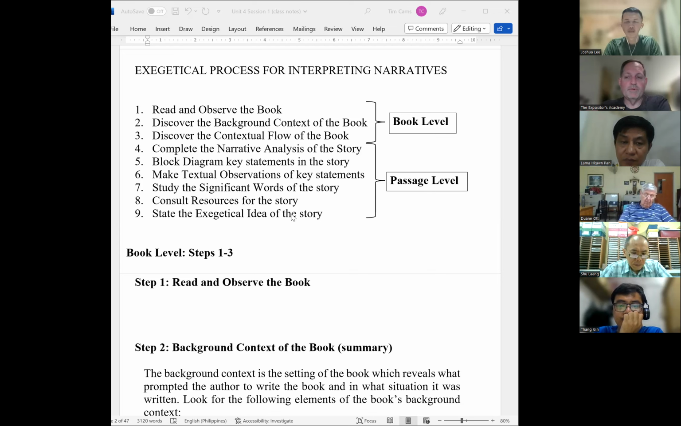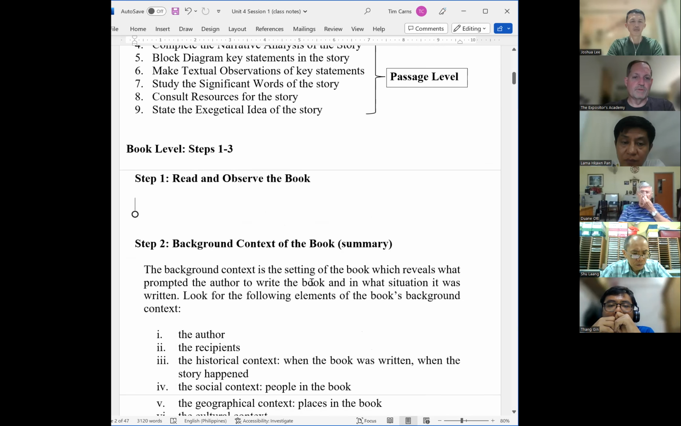And this would be true for any book, any type of genre, but especially with narratives. We want to make sure we understand the book as a whole before we examine the individual stories in the book. And so that process begins, of course, with reading and observing the book, and that is getting familiar with the book as a whole. Of course, we won't do that tonight. That would take too long to read through the whole book, but we're pretty familiar with that book, I know, and we've talked about it before.